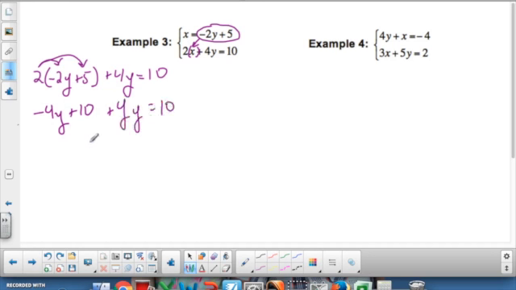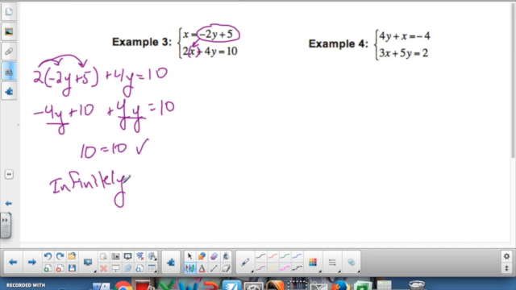All right, when I start combining my like terms, I have negative 4y plus 4y. That again goes to 0, except this time what's left behind is 10, and 10 does equal 10, which means this is going to be infinitely many solutions. So again, I don't have to continue on.